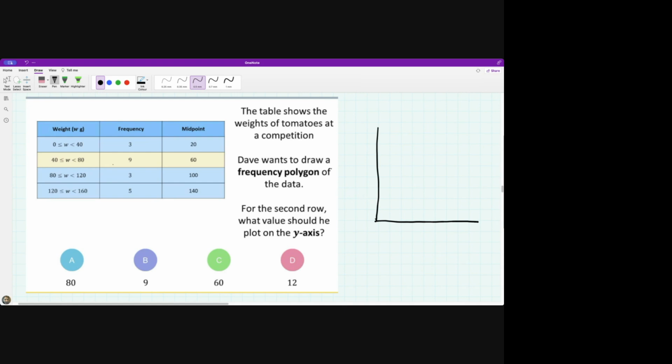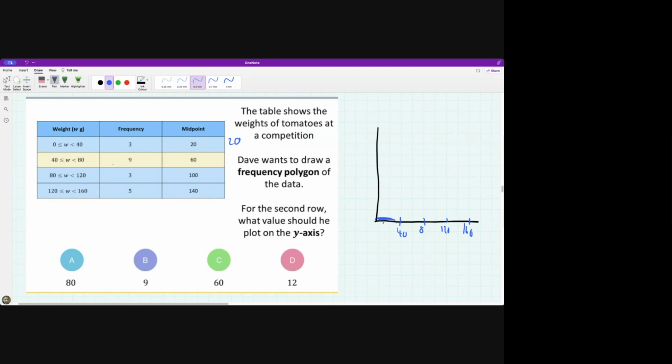So if we were drawing this, remember that we always have the middle. So between 0 and 40 is going to be 20. So the point is just going to be, let's have a look. If we had this interval 0 to 40, let's actually do that. So if that was a 40, and then that was 80, that was 120, that was 160.